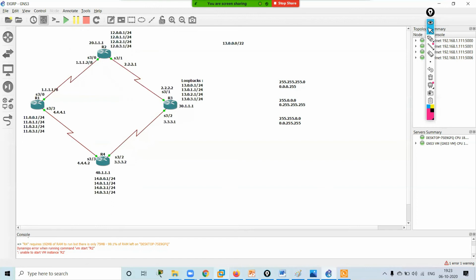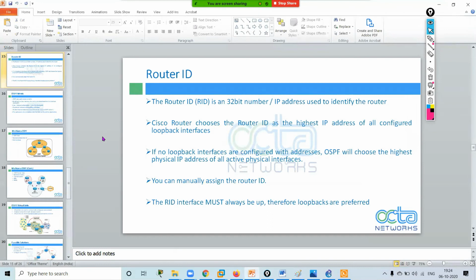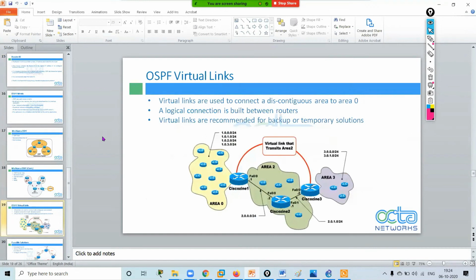Okay, so virtual link, we'll first see the theory part for virtual links. Virtual links are used to connect this discontiguous area to area 0, like this over here. I have in the diagram, this is area 0, this is area 2, this is area 3. Now area 3 is not connected to area 0.